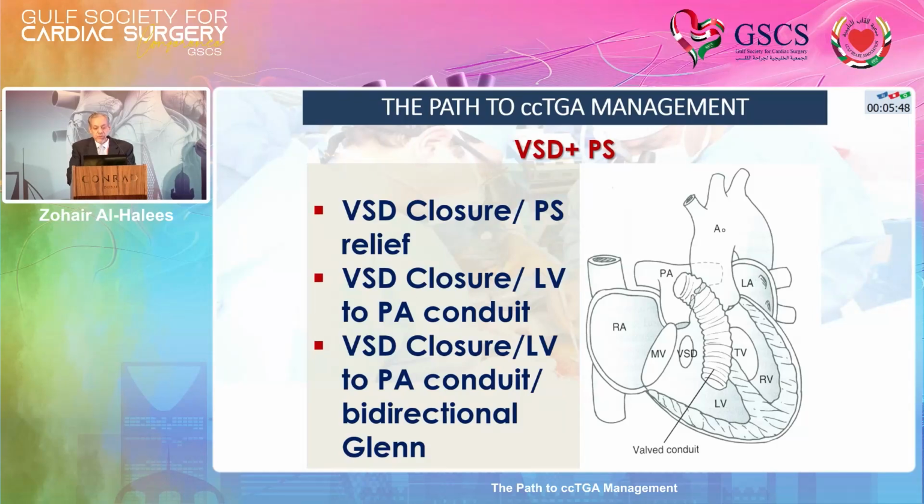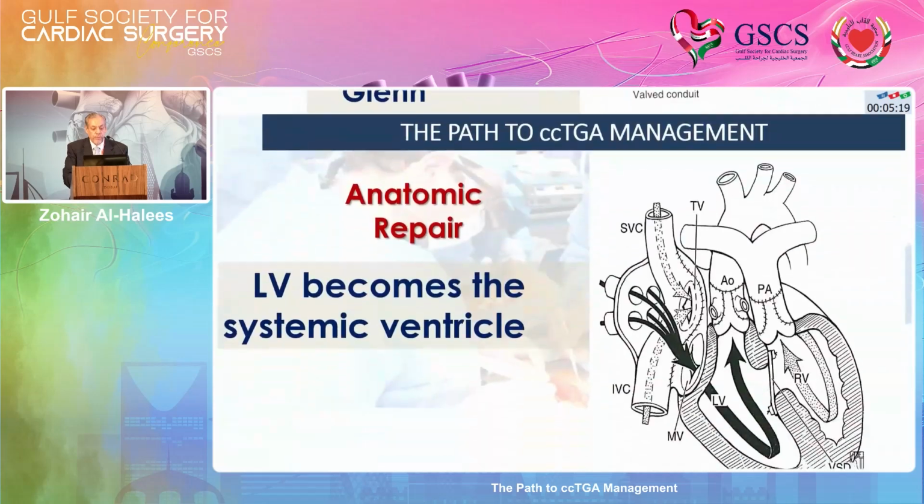Then we have the patients with VSD and pulmonary stenosis. We have the option of closure of the VSD with relief of the pulmonary stenosis, or VSD closure with a left ventricle to pulmonary artery conduit, or VSD closure with the left ventricle to pulmonary artery conduit and the addition of a bidirectional Glenn, again to unload the RV and improve the TR. All these options would maintain the patient in the physiologic repair group.